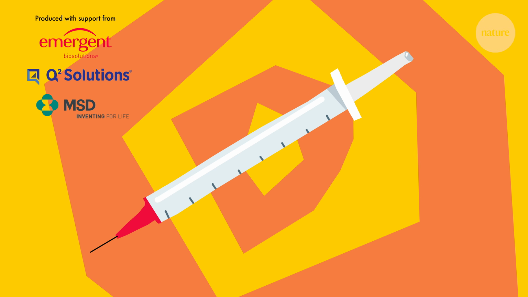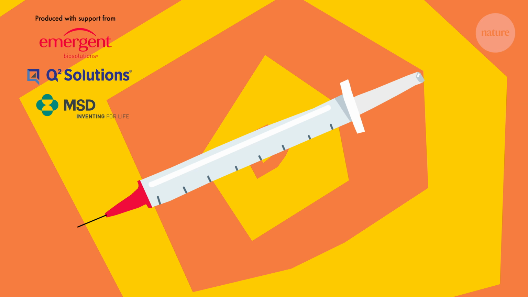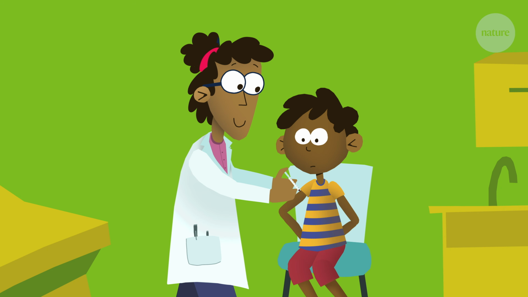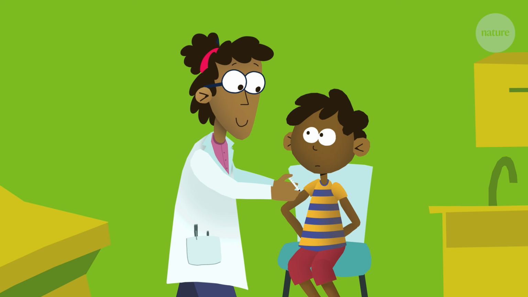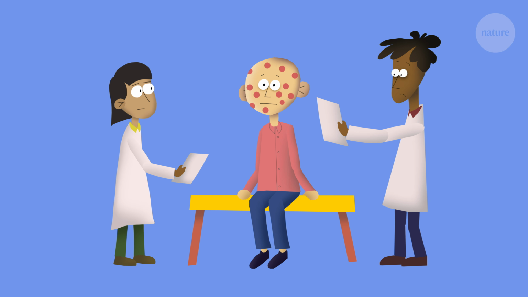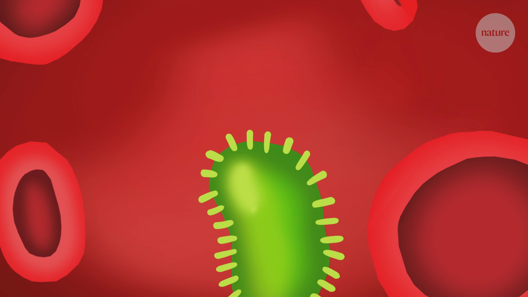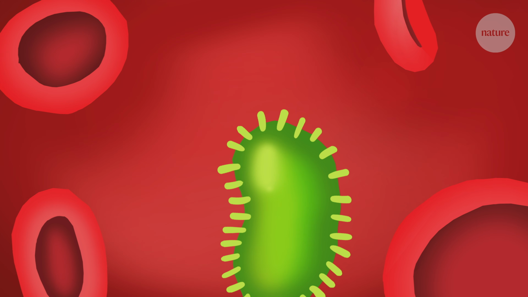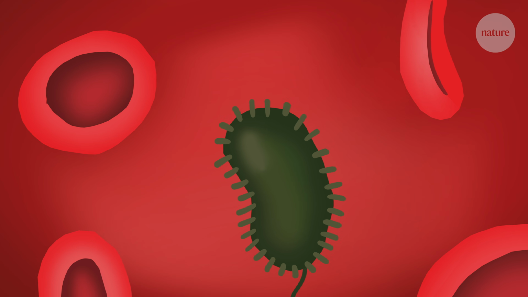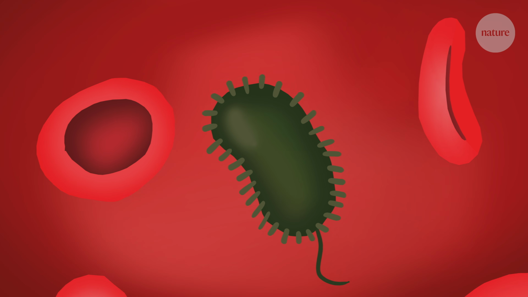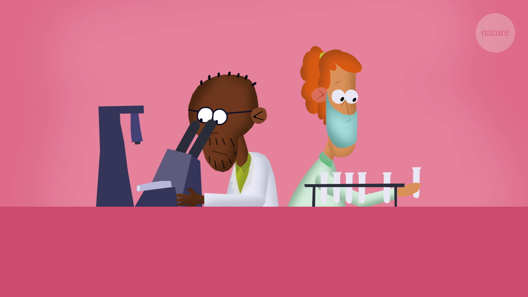How do you create a vaccine to fight a new disease? And why does it take so long? Well, first, you have to identify the virus or bacterium that causes the disease. In some cases, the pathogen itself can then be weakened or deactivated and used to make a vaccine. But this isn't always possible.